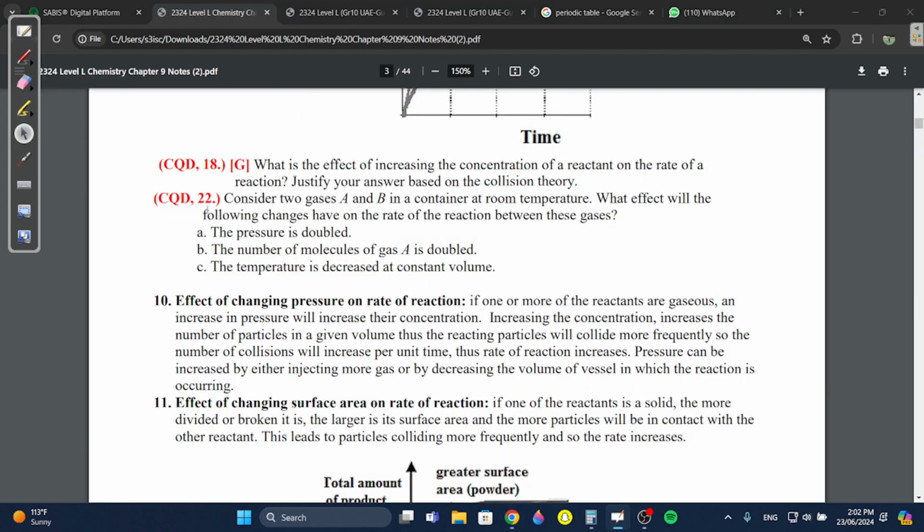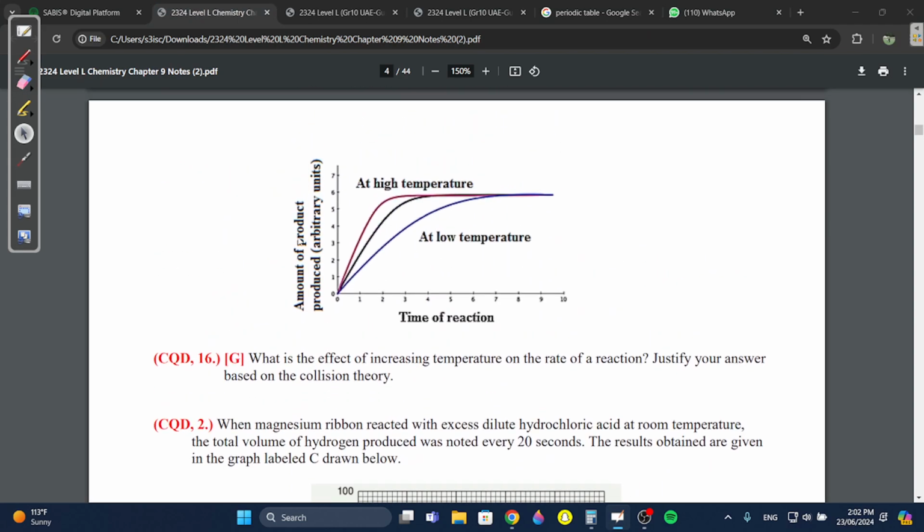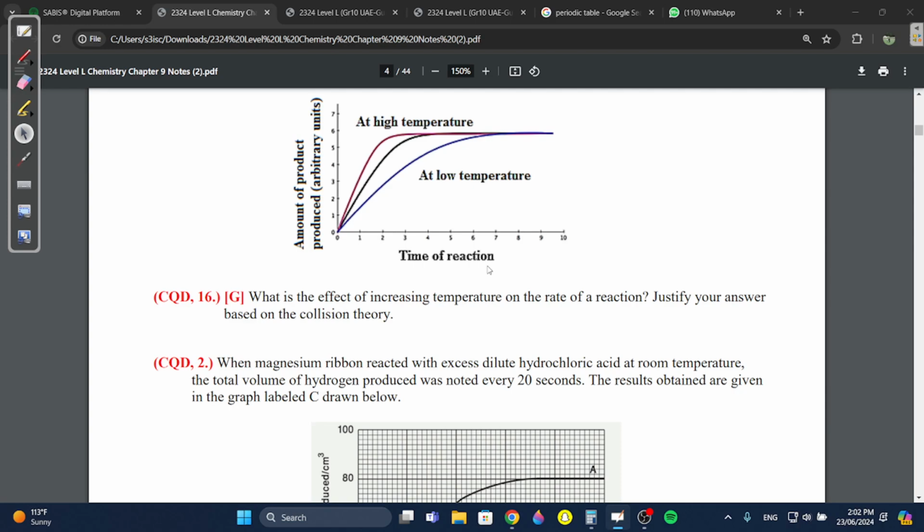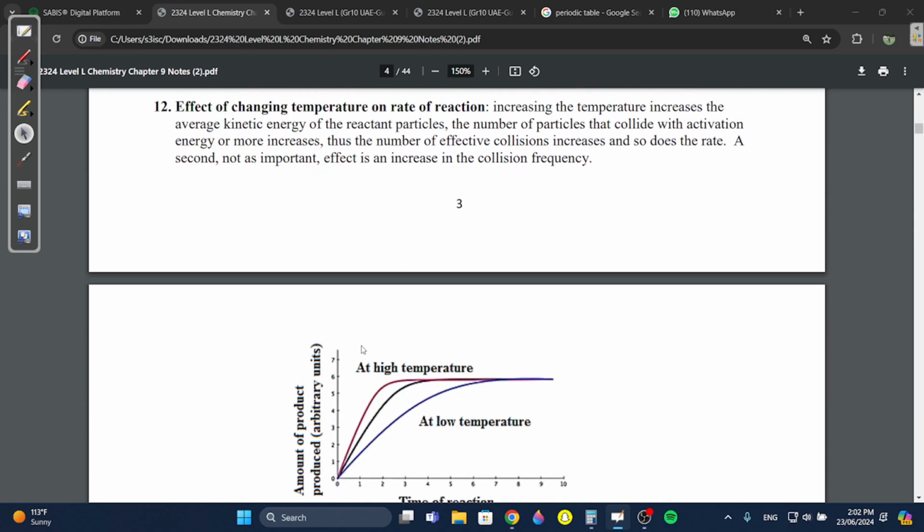CQD 16. What is the effect of increasing temperature on the rate of reaction? They want the explanation. Increasing the temperature will increase the average kinetic energy. Therefore, the number of particles that collide with activation energy will increase, so there will be more particles that collide with activation energy. Thus, the number of collisions increases.